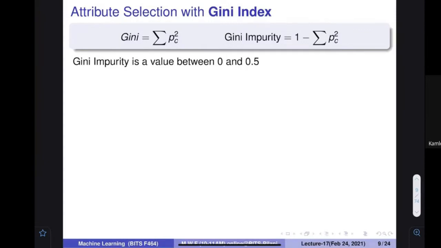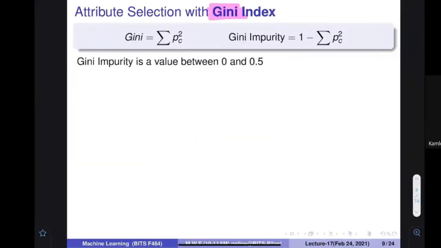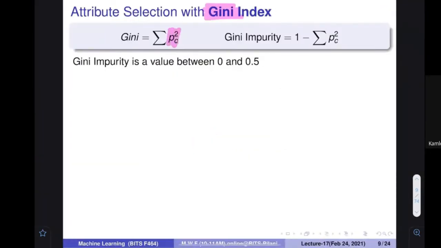Today we also want to tell you one more attribute selection method, that is called the Gini index. And Gini index is nothing more than this: instead of using pi log pi, it says that the Gini value is the sum of probability squares. There is also a very similar term that is called the Gini impurity. This Gini value is subtracted from 1, then it becomes the Gini impurity. Gini impurity is going to take a value between 0 and 0.5.